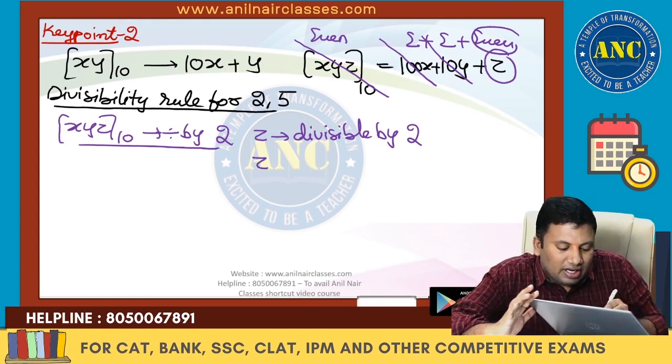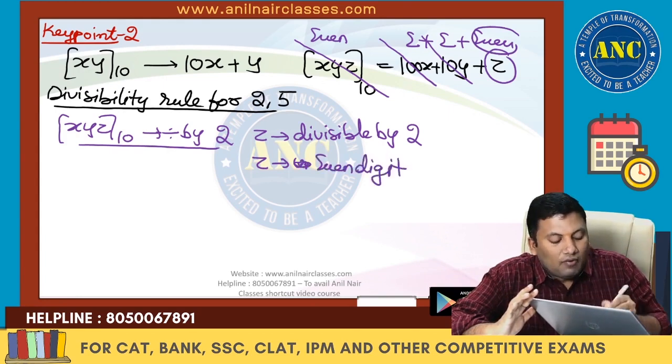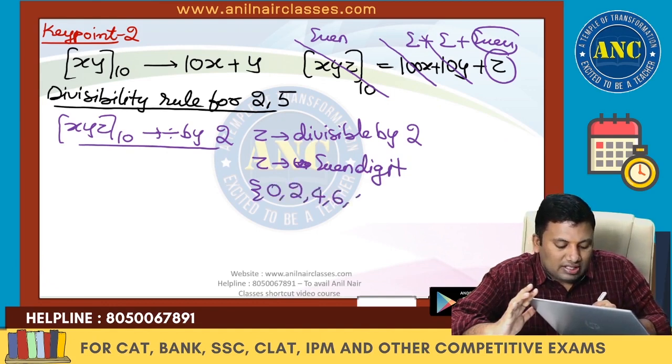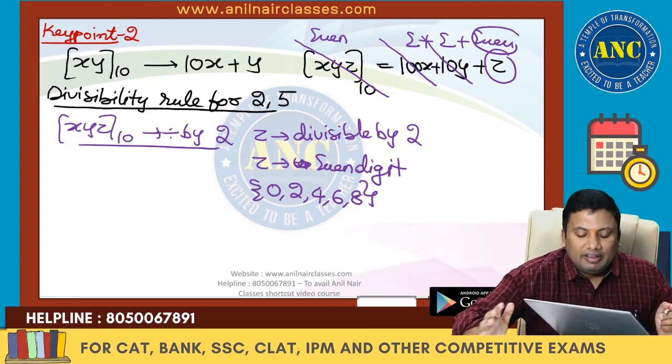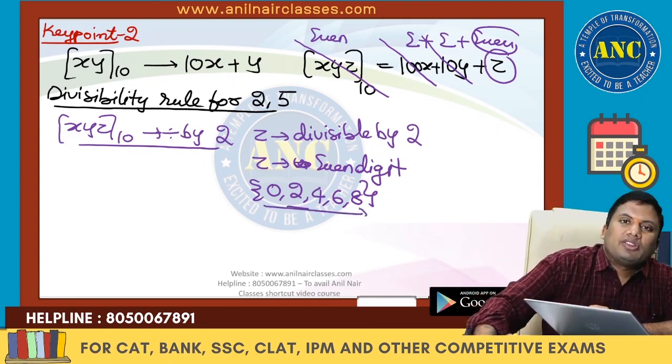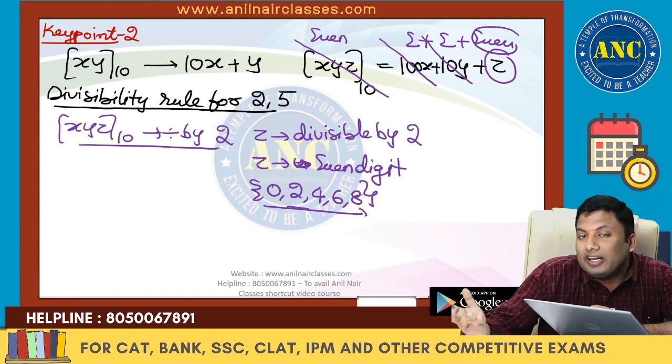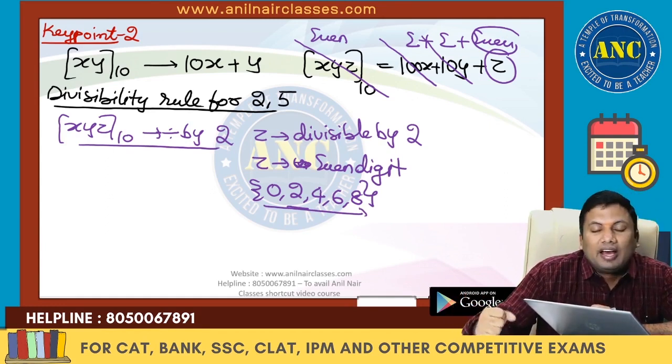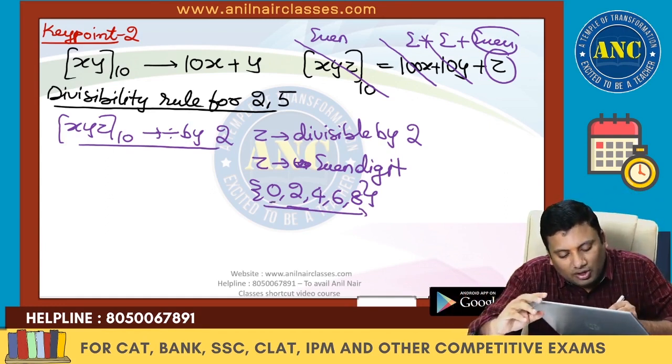That means Z should take an even digit. What are the even digits possible? 0, 2, 4, 6 or 8. If you are writing natural numbers starting from 1, and it is ending with 0, 10 is even, 20 is even, 30 is even, 40 is even. So 0 is also considered.